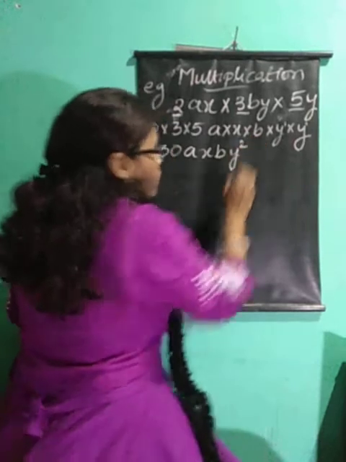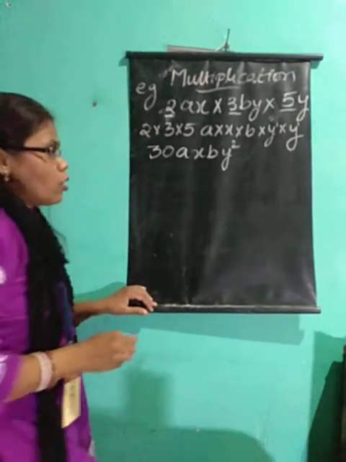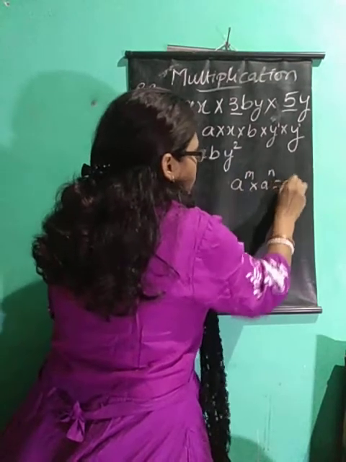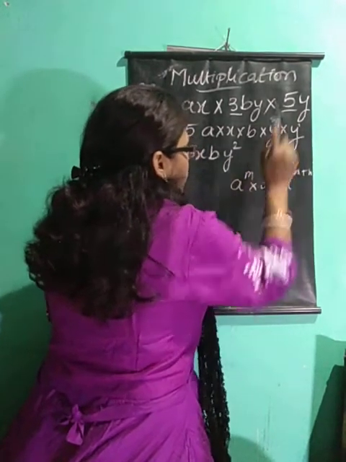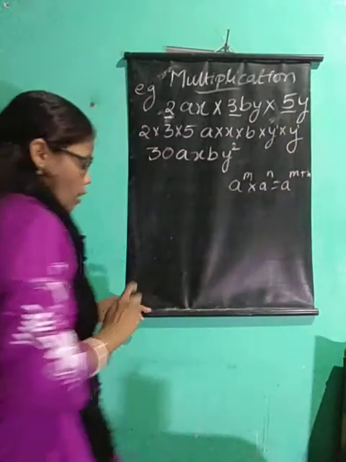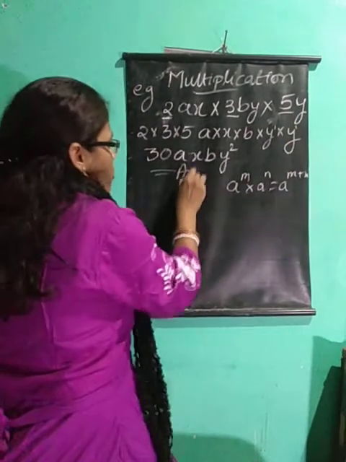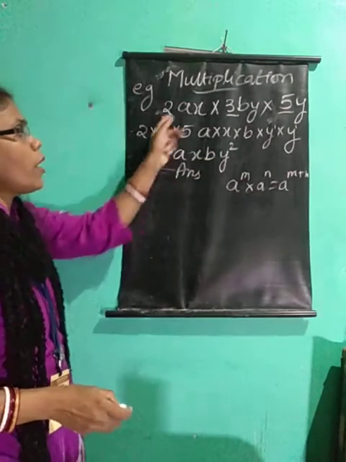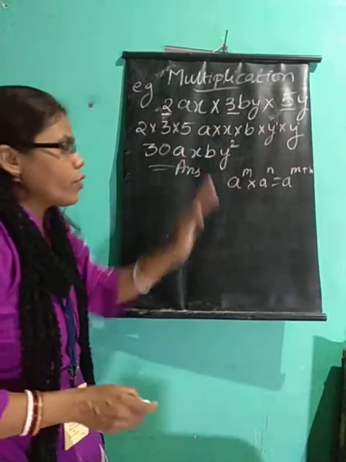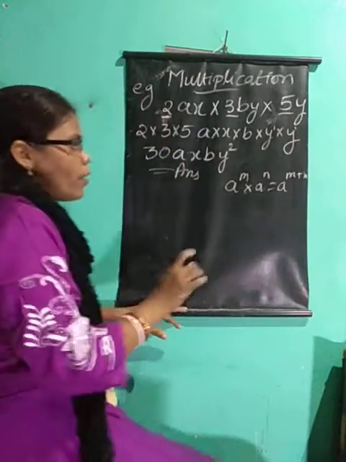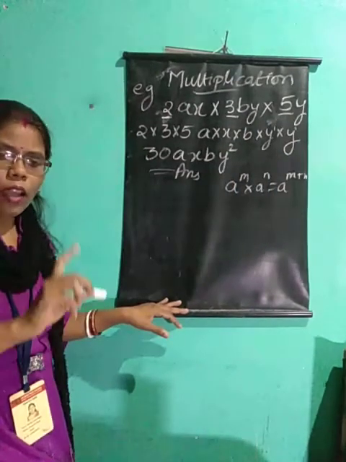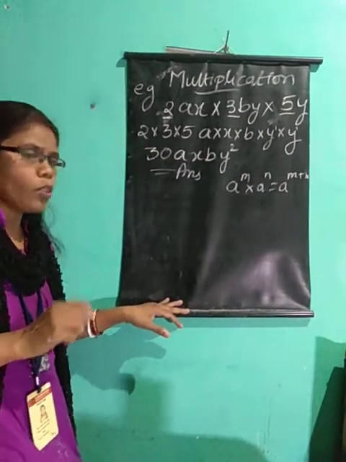You have studied in powers and exponents. You have to use this law: a raised to the power m into a raised to the power n is equal to a raised to the power m plus n. So why? Because both these bases are the same, you just need to add the powers. So this is your answer after multiplication. So when you multiply, you multiply all the numerical coefficients, and then the variables. If you have the same terms, you need to add the powers. So this is how you multiply.